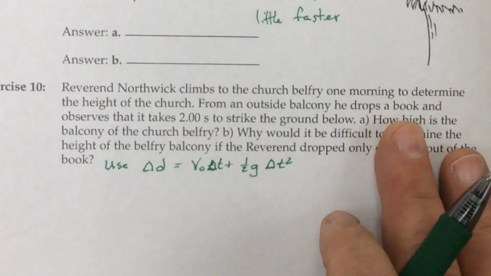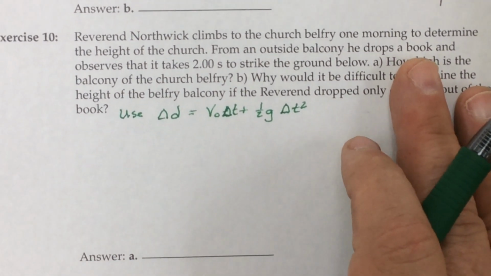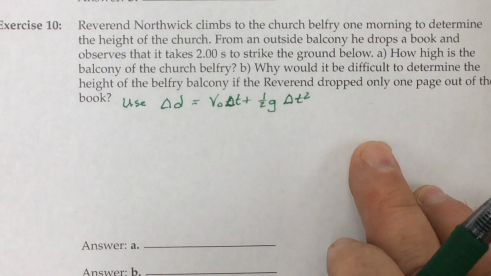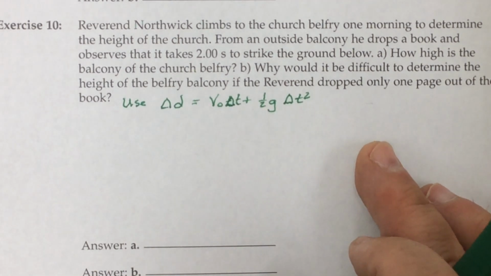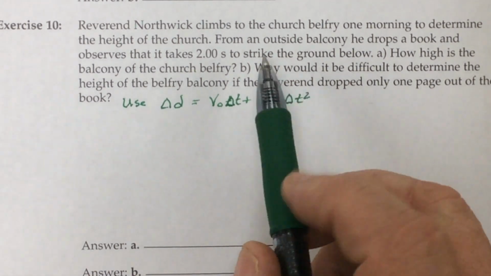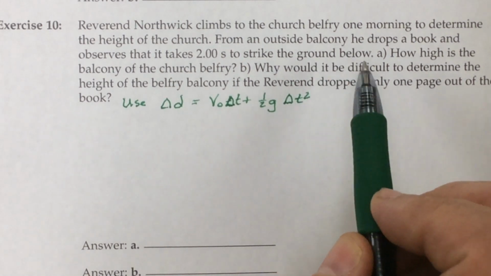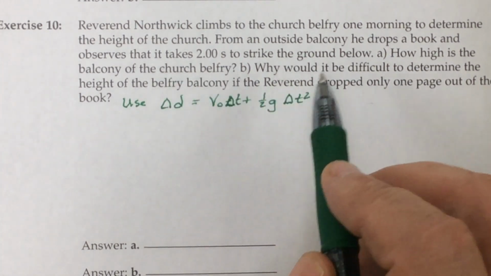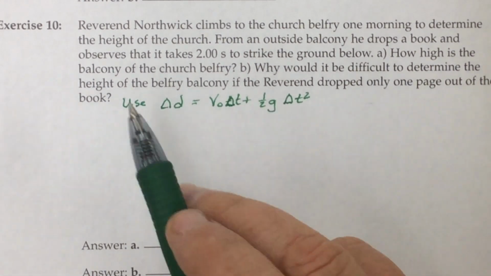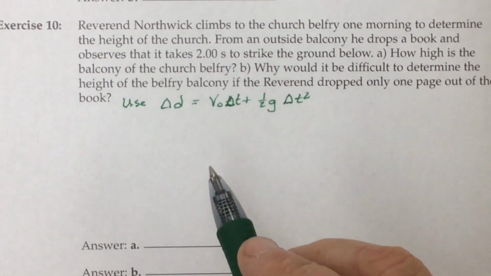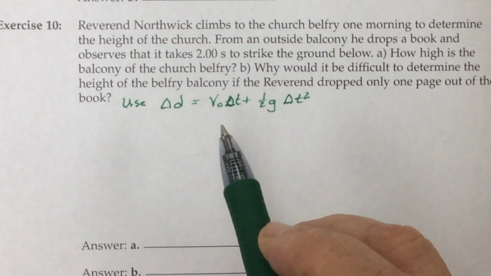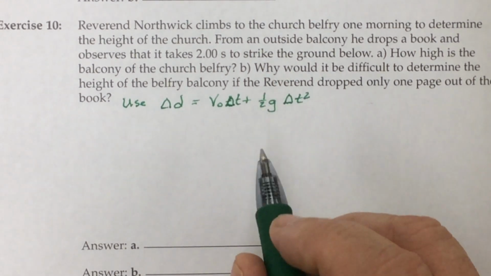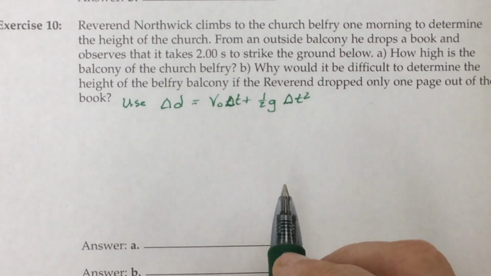Let's look at the next one. Reverend Northwick climbs to the church belfry one morning to determine the height of the church. From the outside balcony, he drops a book and observes that it takes 2 seconds to strike the ground below. How high is the balcony of the church belfry? Okay, so I guess you don't know how high the belfry is, but at least he can climb to the belfry. So we know that it's 2 seconds.